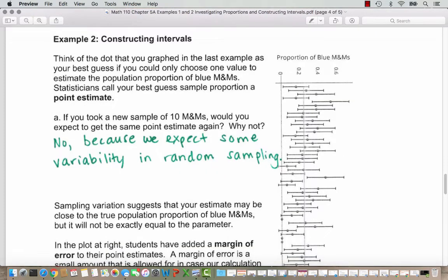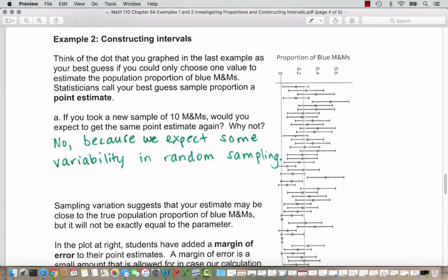So now we're going to think about constructing some intervals to try to give a range of possible values. So think of the dot that we graphed in the last example as a best guess if you could only choose one value to estimate the population proportion of blue M&Ms. Statisticians call your best guess sample proportion a point estimate.